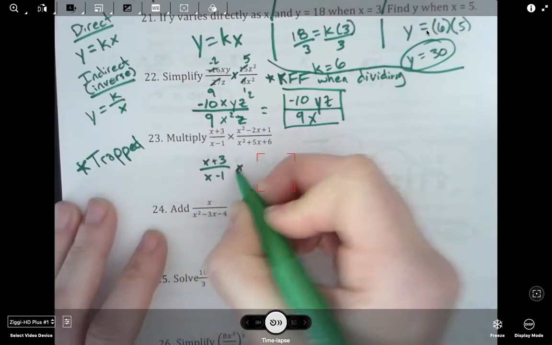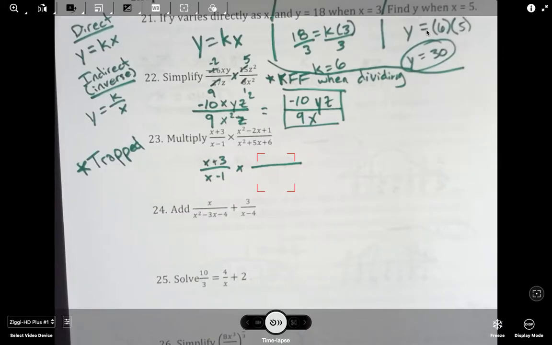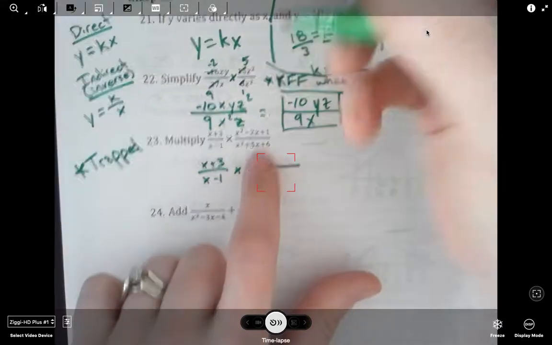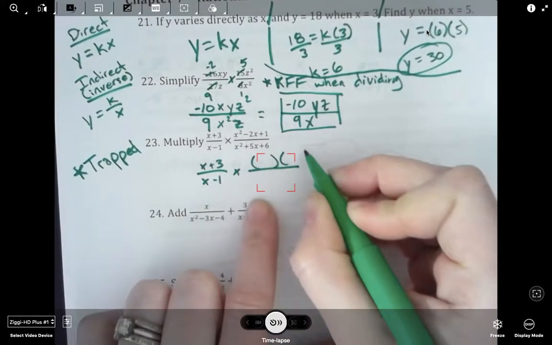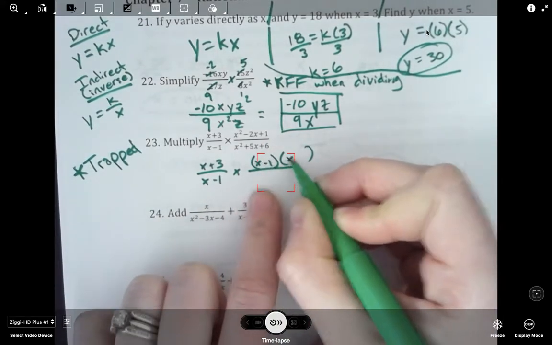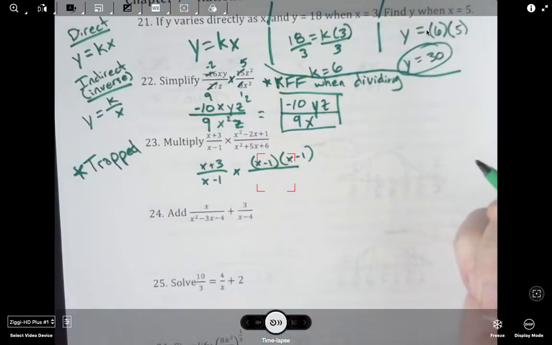Break them down. X plus 3 and x minus 1 cannot break down, but the other two can. So, what can you multiply to get 1, but when you add them, give you negative 2? X minus 1, x minus 1. Negative 1 times negative 1 is 1. Negative 1 minus 1 is negative 2. Okay?